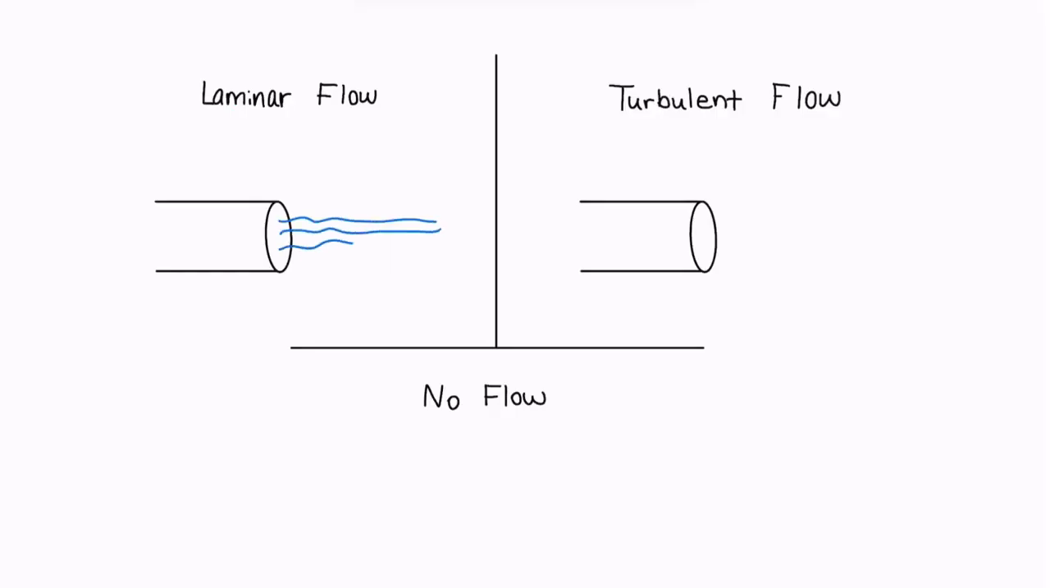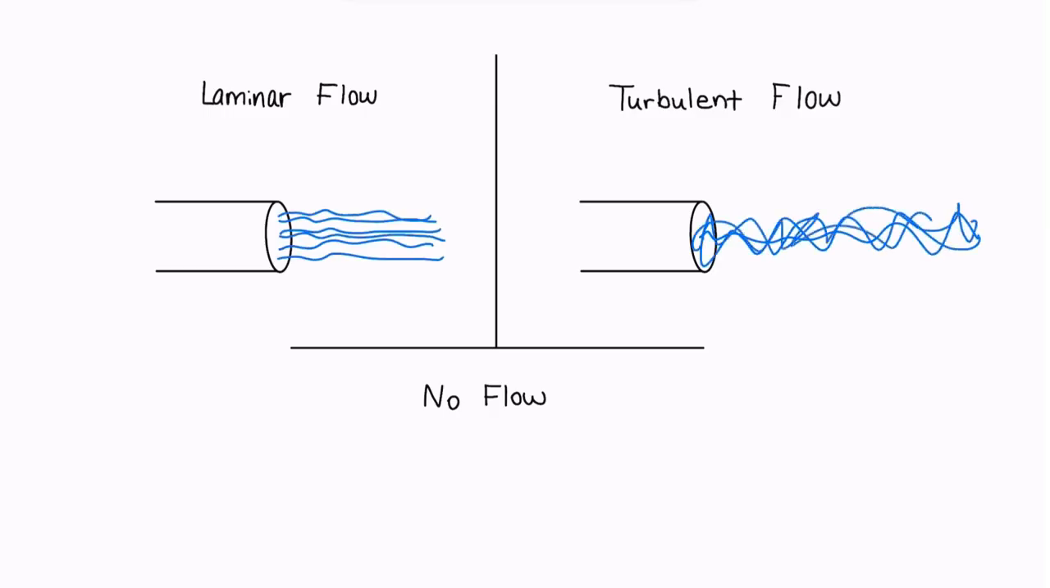What are the different flow regimes? Laminar flow looks like this. It's smooth and orderly. Turbulent flow, on the other hand, looks like this, chaotic and random. No flow is, well, no flow. We can tell which type of flow it is by finding the Reynolds number.